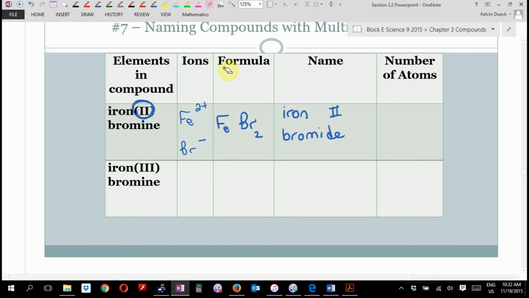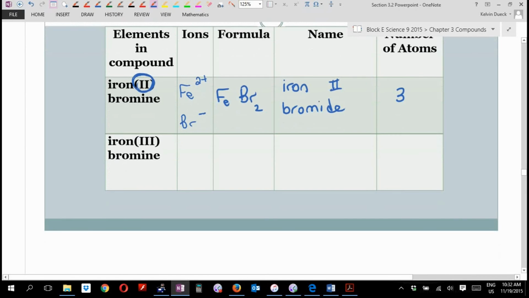By the way, how many atoms are there in this compound? Grand total, 3. Now, if you're saying this got tougher, yeah, it did. This is much tougher. So you ready? Now let's do the next one, iron 3 bromine. So this time, what charge do they want me to use for iron? 3+. And bromine has 1-.